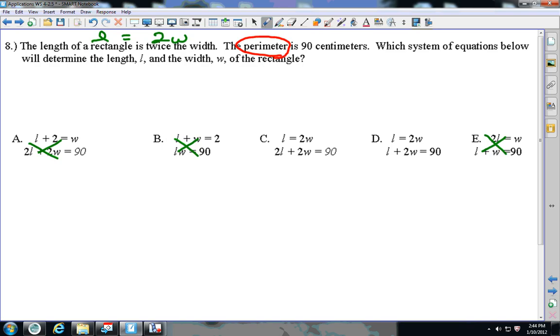The next thing I have, it says the perimeter is 90 centimeters. What is the formula for the perimeter? 2 times the length plus 2 times the width, and that equals 90. Look at this. They forgot to put the 2 in front of the L. The answer is C.